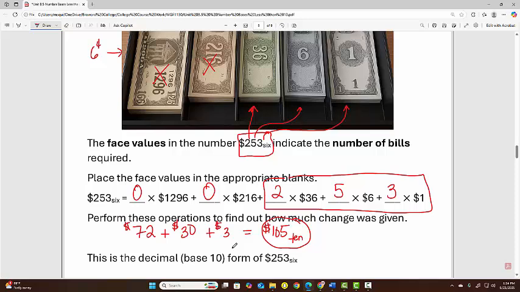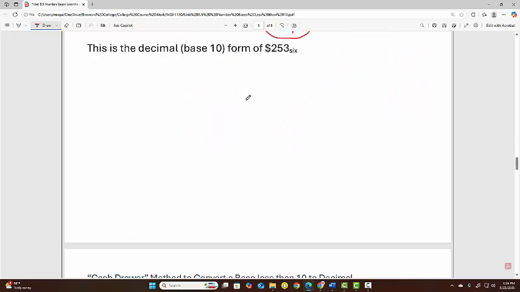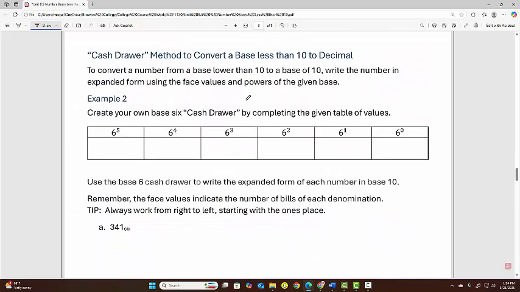So the powers of 6 are smaller than the powers of 10. So even though we have the same number of bills, we end up with a different value. So now we're going to use this idea to help us to convert between base 10 and base 6.